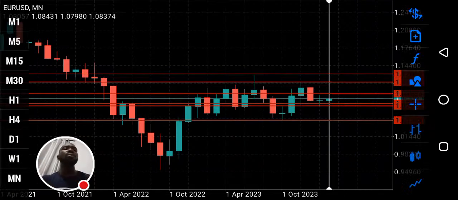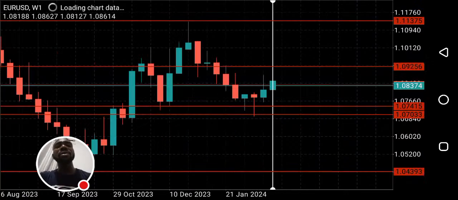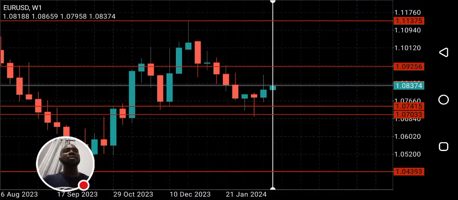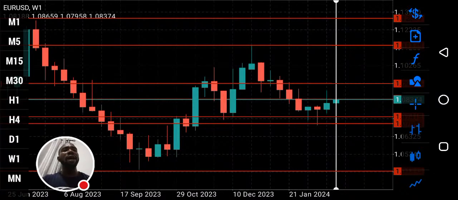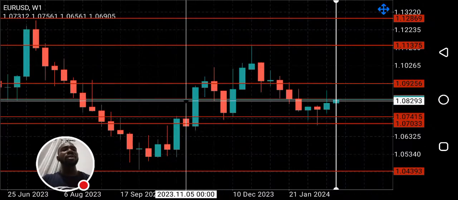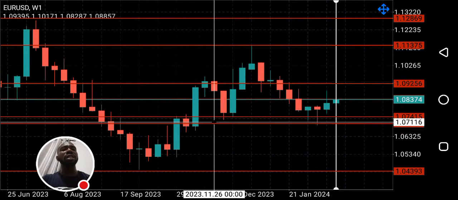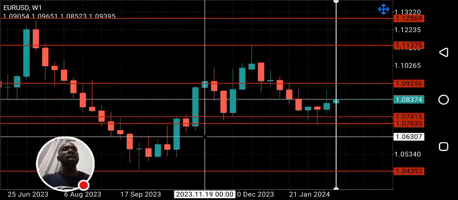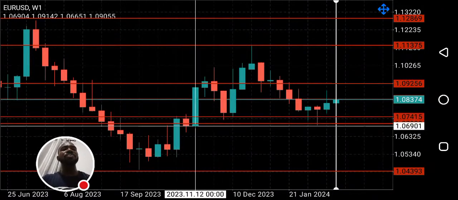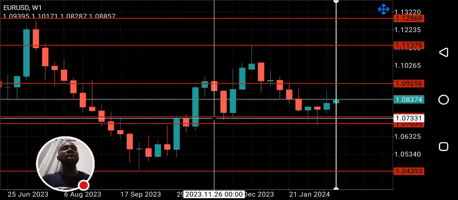Okay, so let's go to weekly. What do we have on the weekly? So you can see the pattern we have here is a bullish reversal pattern, right? You see this demand zone. This is a demand zone. ICT students will call this an order block. There was an order block here, right?